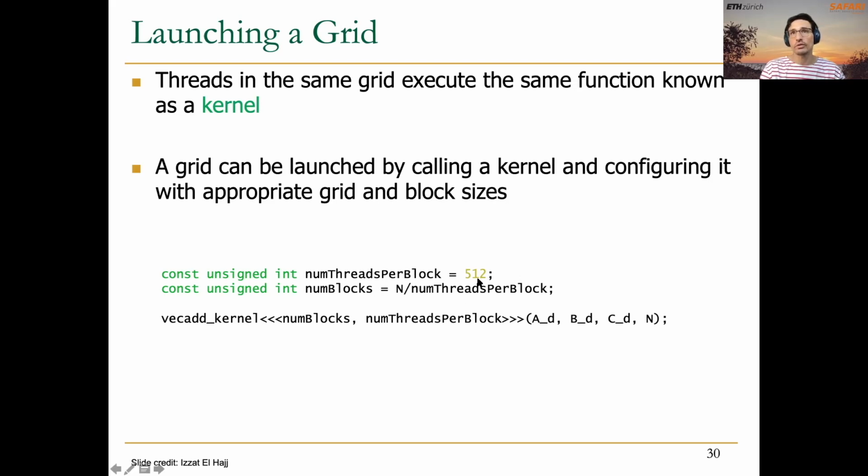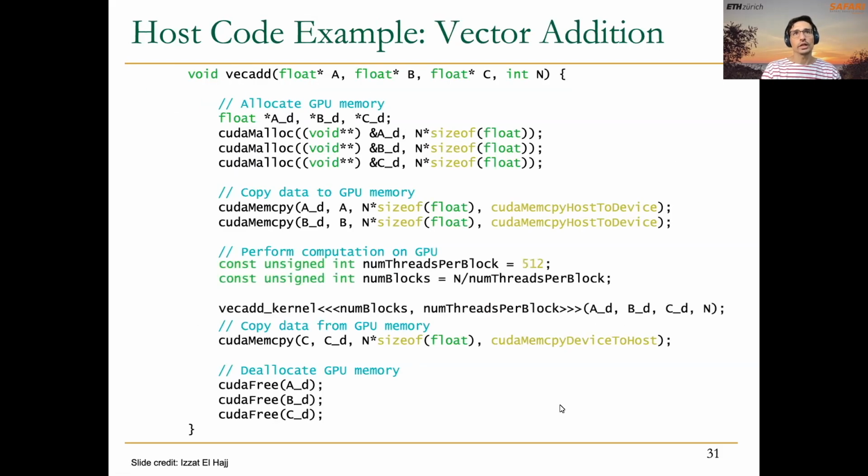So if we decide, for example, to use 512 threads per block, we will have to launch as many blocks as needed. And this number is determined by the total number of elements over the number of threads per block. This division will give us the total number of blocks, and the kernel call will be something like this. So now we know that in this part of our host code, we will have the calculation of the execution configuration and then the kernel call.